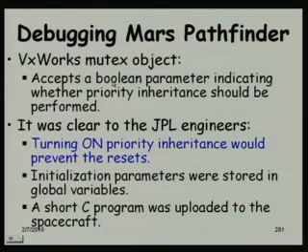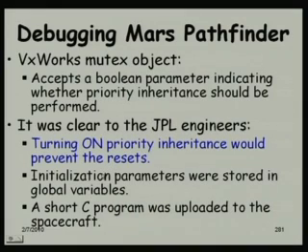Now, after spending lots of hours there, they came to the following conclusion: that VxWorks uses a mutex object, which we will call the technique to handle priority inversions, and it accepts a Boolean parameter indicating whether priority inheritance, we will discuss priority inheritance, should be enabled or not. And after spending many hours, it was clear to the JPL engineers that if priority inheritance is turned on, then this kind of situation would not occur.